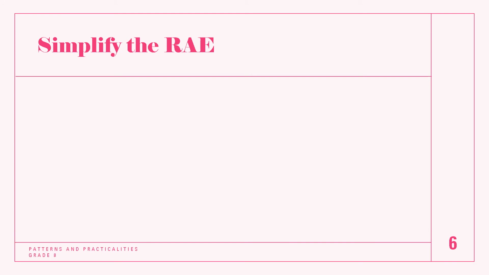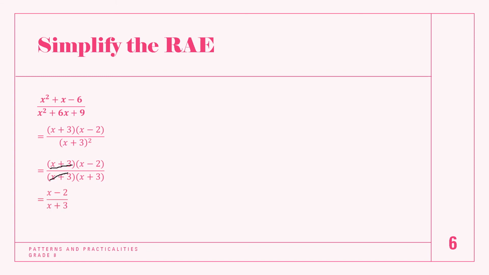So let's simplify this one. Also, I got this from Patterns and Practicalities, grade 8. We have now x squared plus x minus 6, which is a trinomial, all over x squared plus 6x plus 9. So that's the rational algebraic expression. Now, you can get the factors. The factors of the numerator are x plus 3 and x minus 2. And the denominator is the square of x plus 3, which is a perfect square trinomial. Now, you can expand that so that you can see how the cancellation would work. So you can cancel x plus 3 and x plus 3. What is left is x minus 2 and x plus 3. So the final simplest form is x minus 2 all over x plus 3.